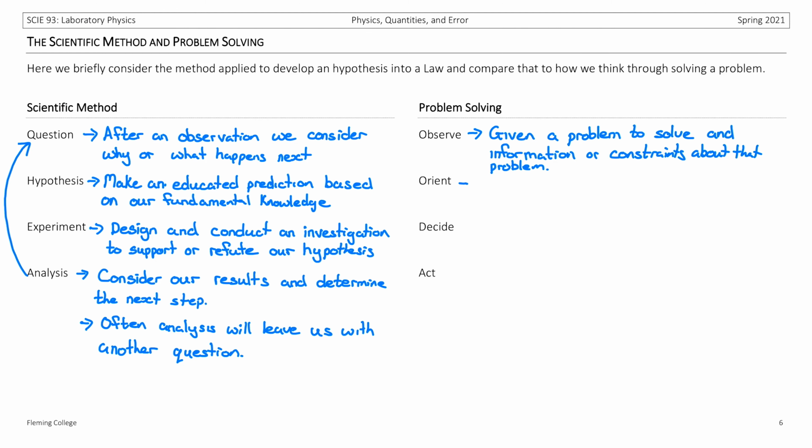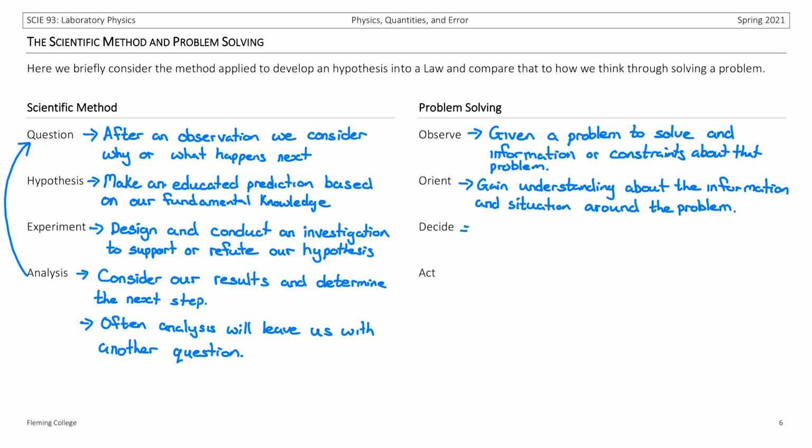And once we've done that, we move on and we have to orient ourselves to the problem. So we take time to think and gain understanding and consider the nuances and important pieces of information that we just observed. And we try and wrap our heads around exactly what the problem is trying to ask us to solve.